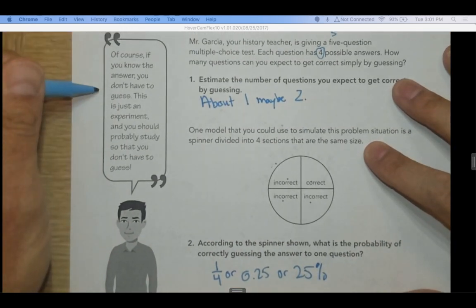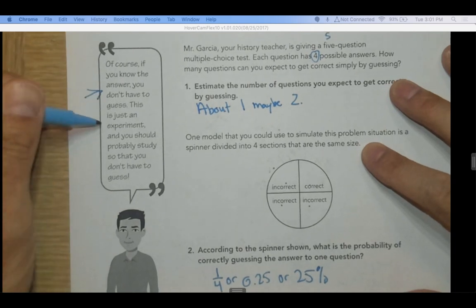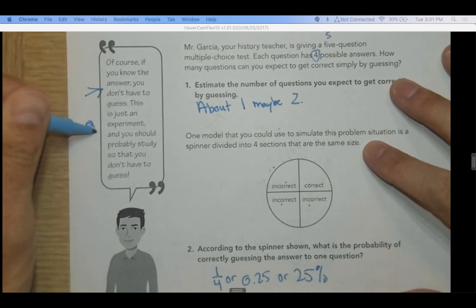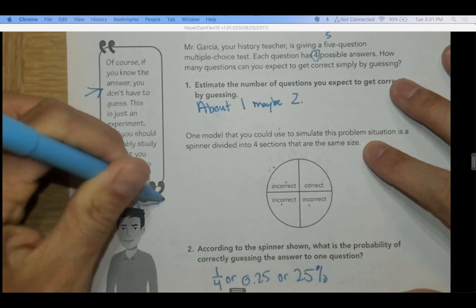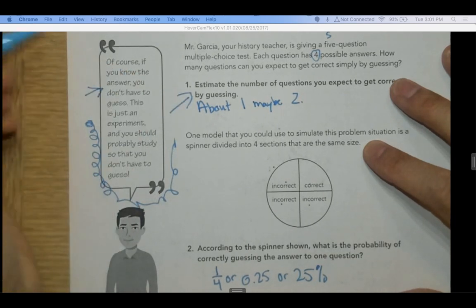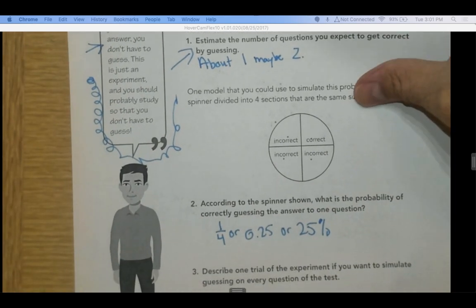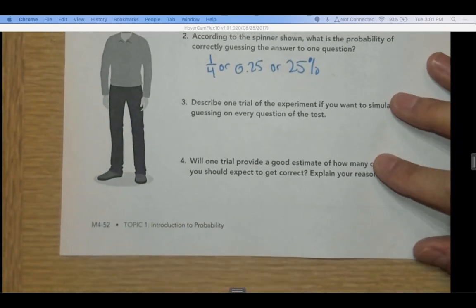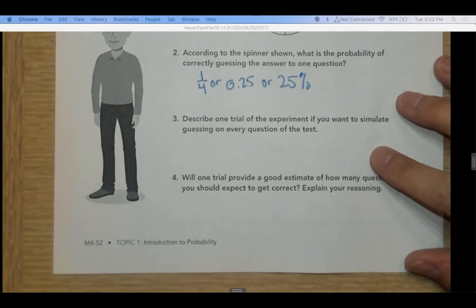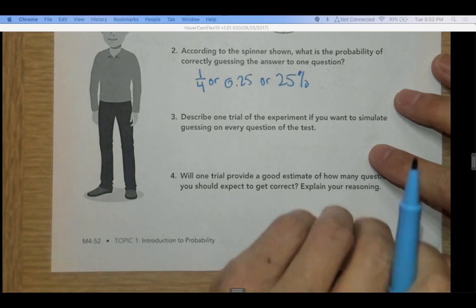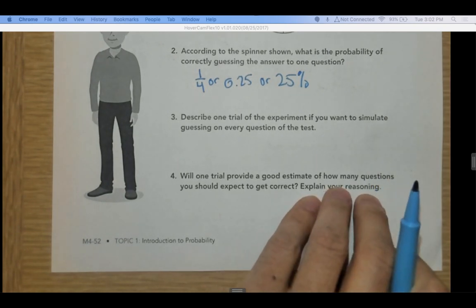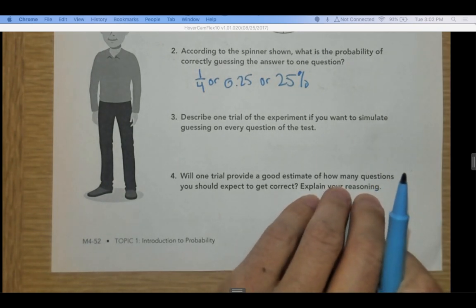Of course, if you know the answer, you don't have to guess. This is just an experiment, and you should probably study so that you don't have to guess. I reminded myself that I'm just guessing here. Describe one trial of the experiment, if you want to simulate guessing on every question of the test.